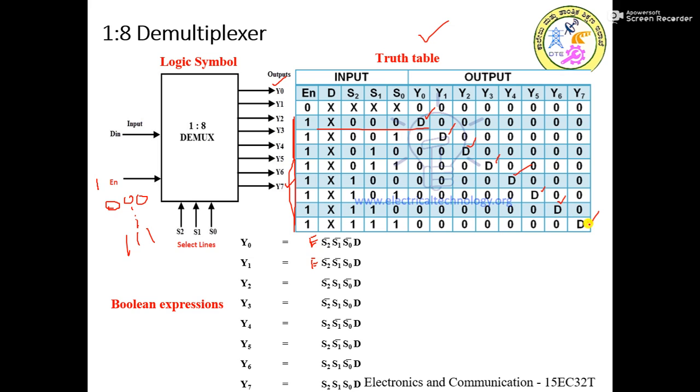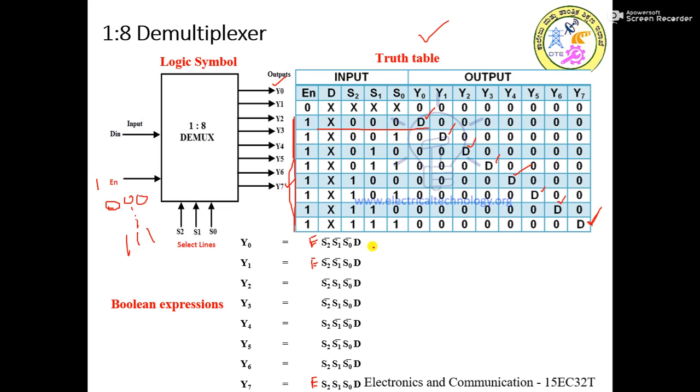Next we will see the last combination, that is, writing the Boolean expression for Y7. Y7 is not 0 only for the last combination, that is enable, S2, S1, S0 into D. That is the last combination: enable, S2, S1, S0 into D.